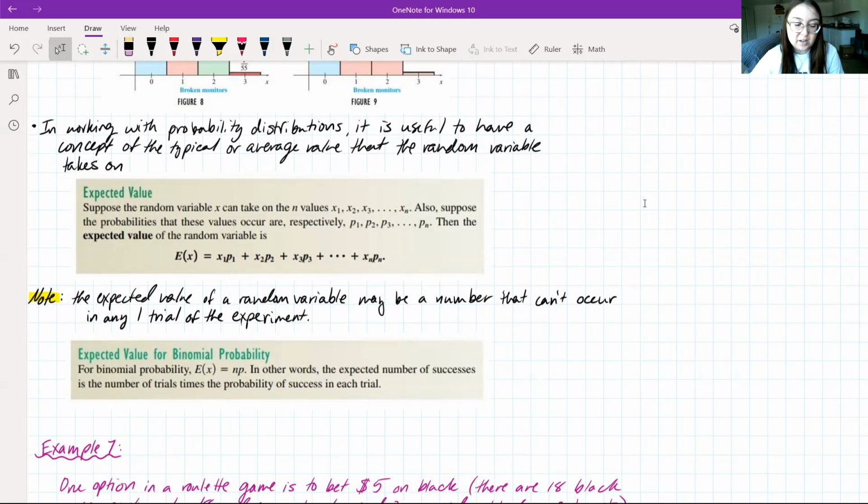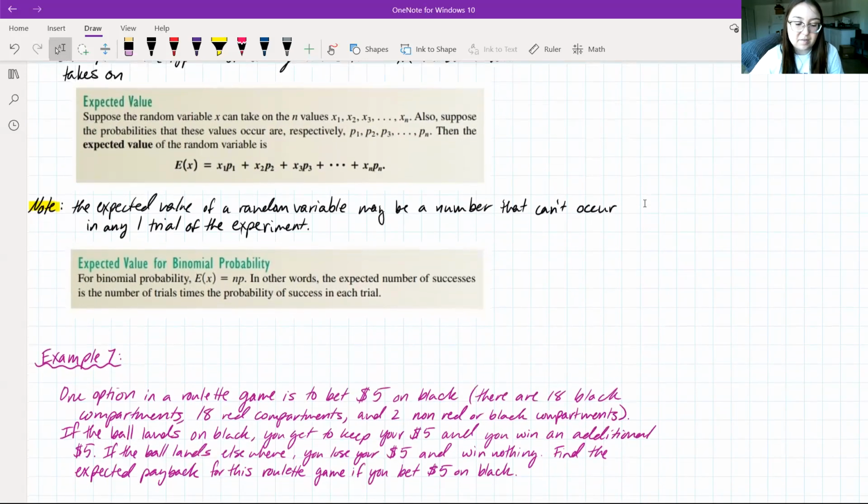Then the expected value of the random variable is going to be E of x, which is how we usually signify expected value, and it is equal to x sub 1 times p sub 1. So x sub 1, whatever your random variable is, multiplied by its respective probability, plus x sub 2 times p sub 2, plus x sub 3 times p sub 3. Then you go all the way until you get to x sub n times p sub n.